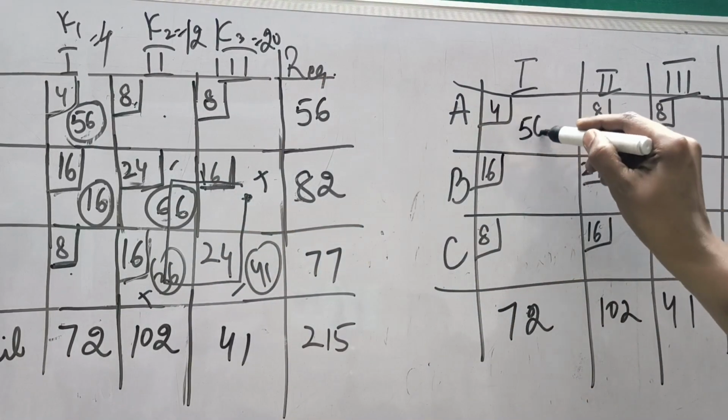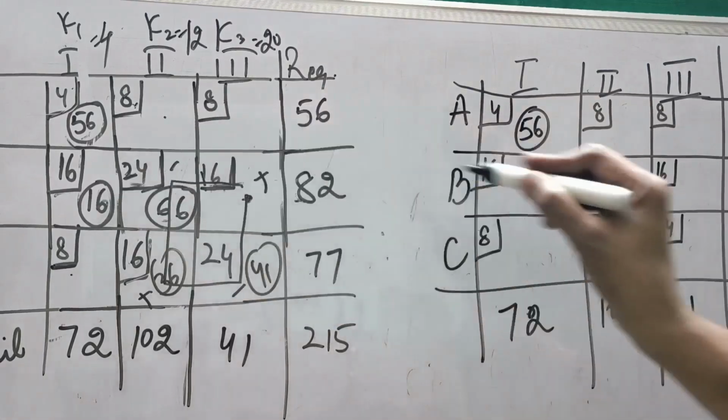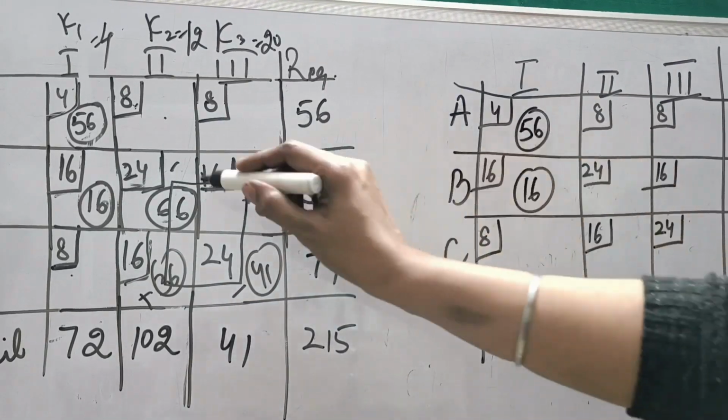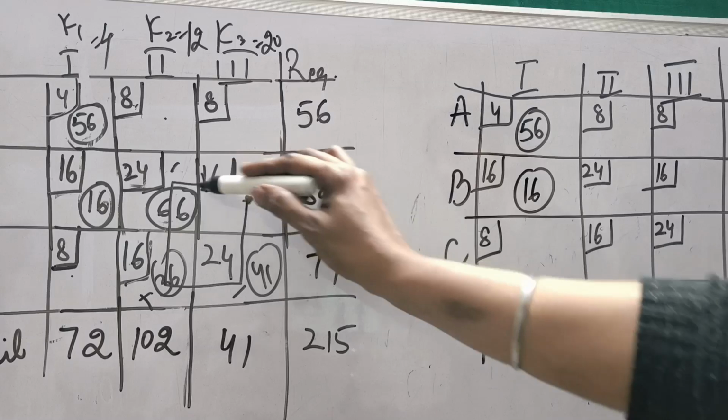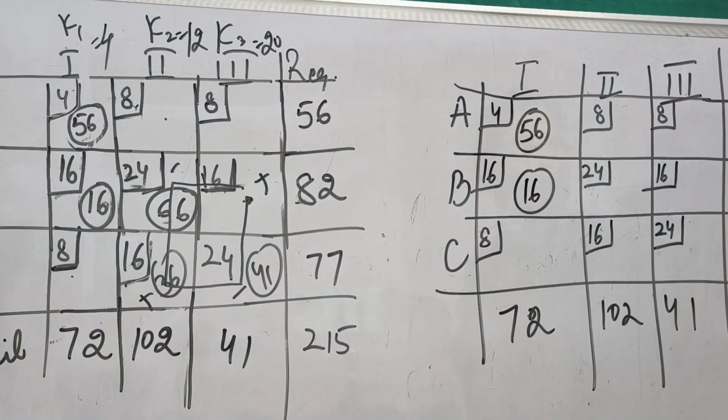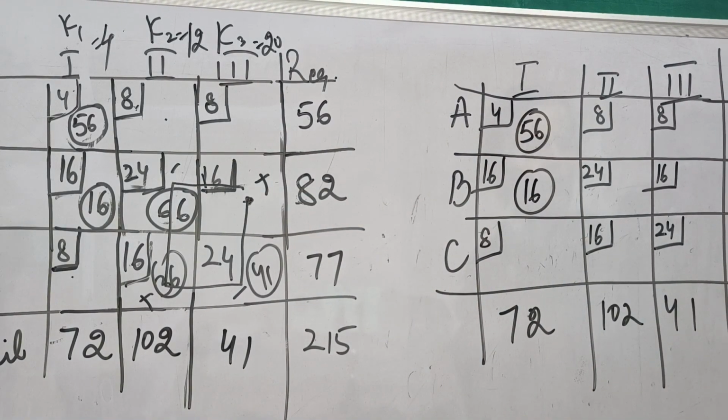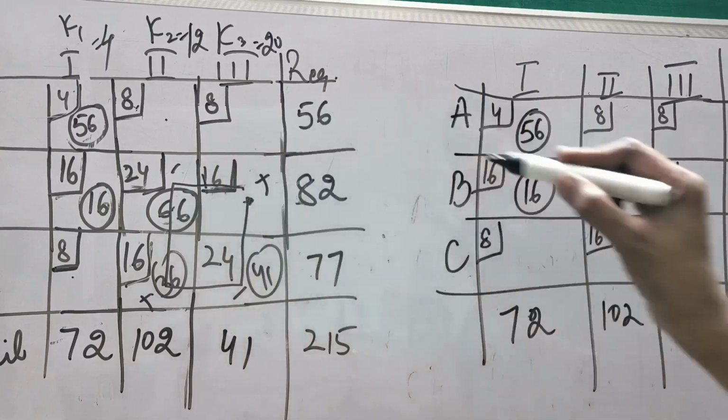So the first rim will be the same, no change. This will again be the same, no change. Here the changes will come. Now the least value is 41. So 66 minus 41, it will be 25 over here.